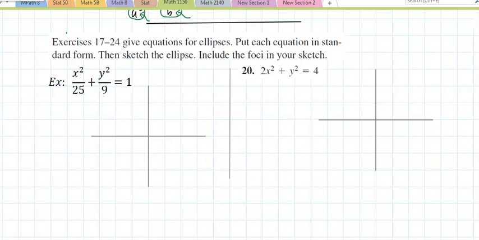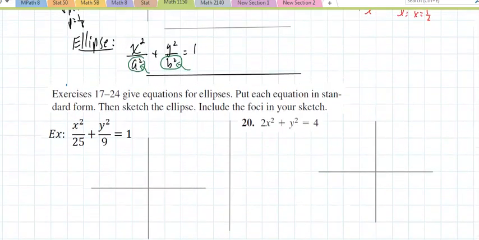Okay, I want to start with an example. Since the book starts with awkward examples, I want to pick a straightforward example first and go from there. So I'm looking at x squared over a squared plus y squared over b squared equals 1. Here it says, give an equation of the ellipse, put each ellipse in standard form, then sketch the ellipse. Include the foci. That's the plural of focus.